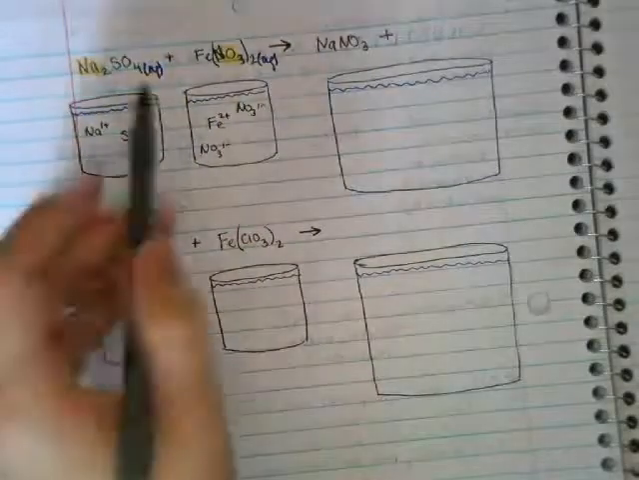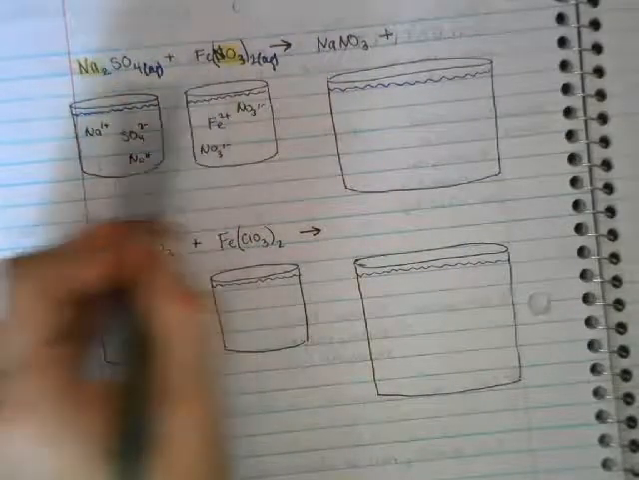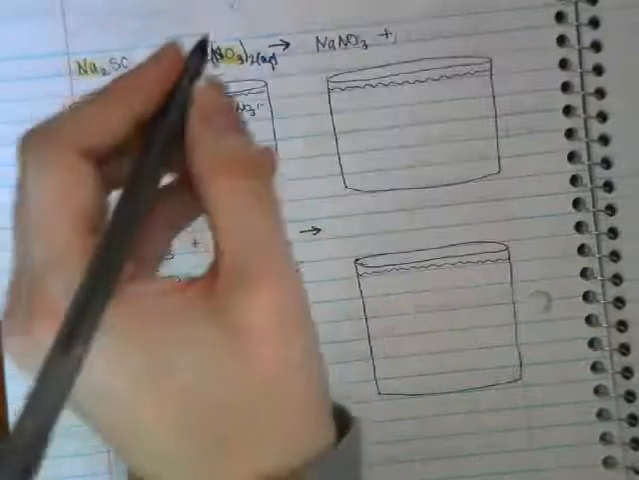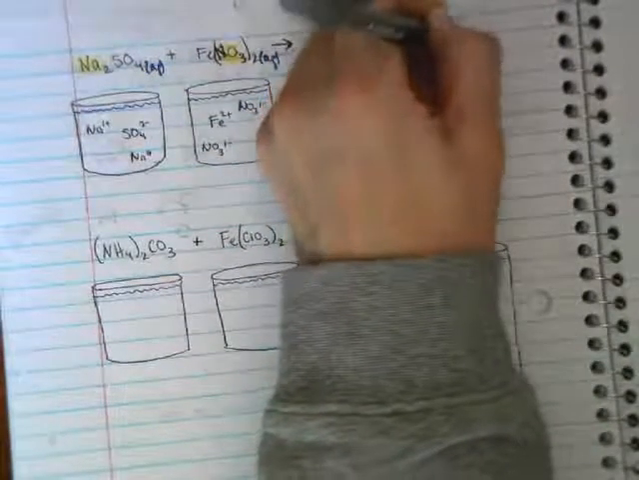Okay, and then my iron and my sulfate. So that's iron 2. So I'm going to make FeSO4.